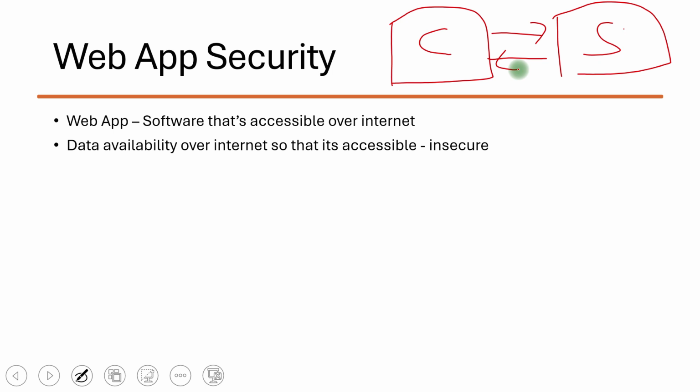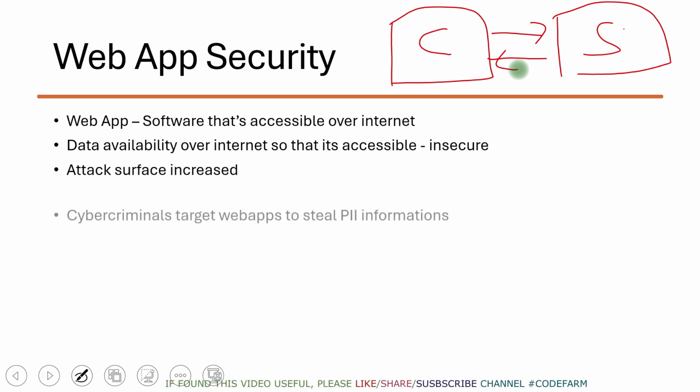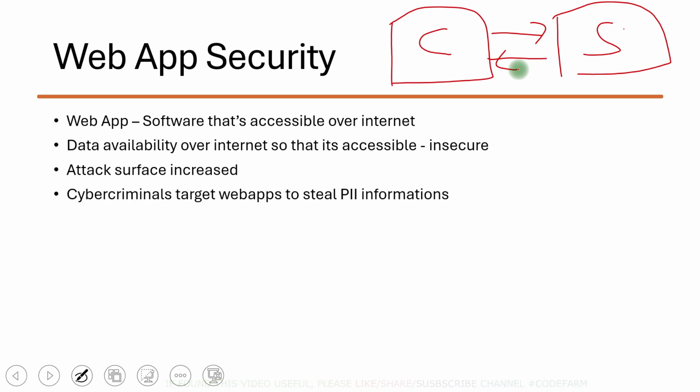That data can be our personal videos, personal photos, our personal information to access the internet banking information out there. So it makes it easy to access that information, but at the same time it also opens up new possibilities for the attackers, and n number of options to get hold of that data. That means the attack surface increased. Cyber criminals target web apps to steal PII. PII means personally identifiable information, like your name, address, SSN, getting hold of your personal IDs like PAN card, Aadhaar card, any other information.